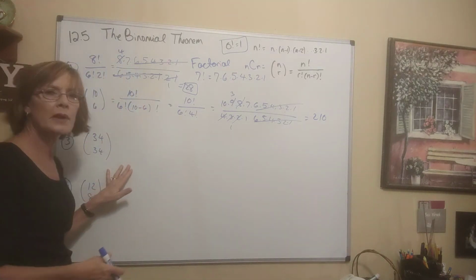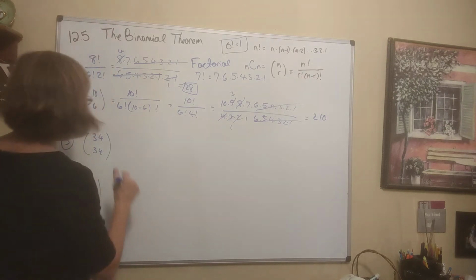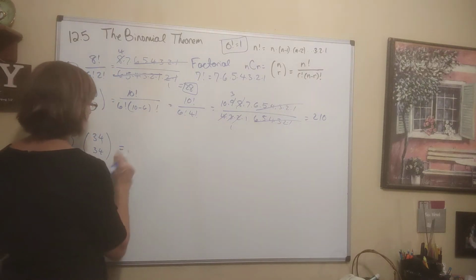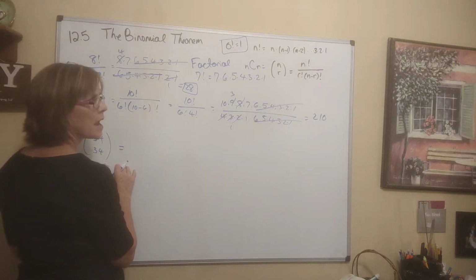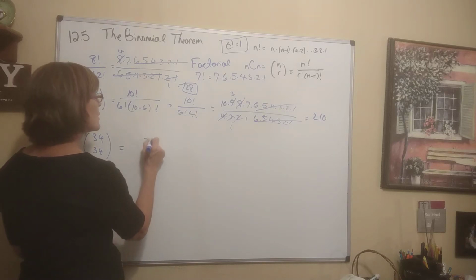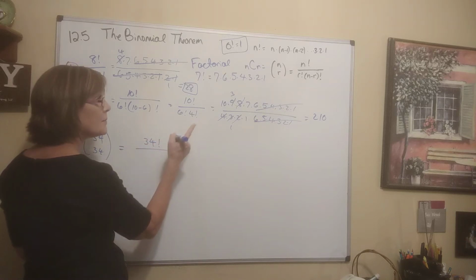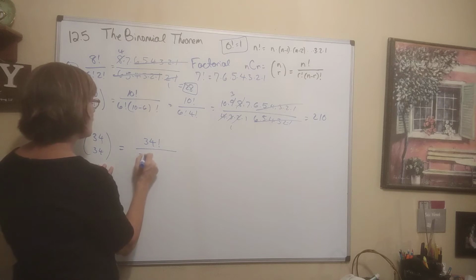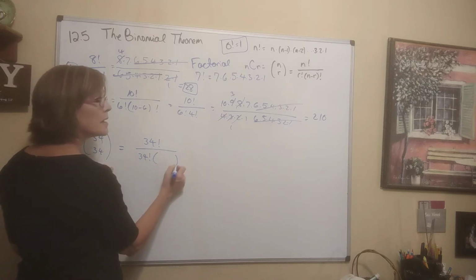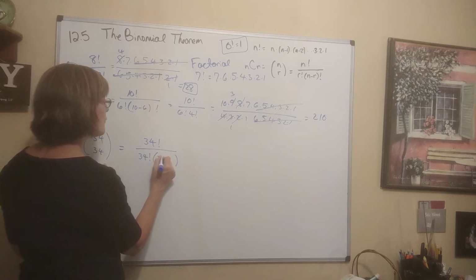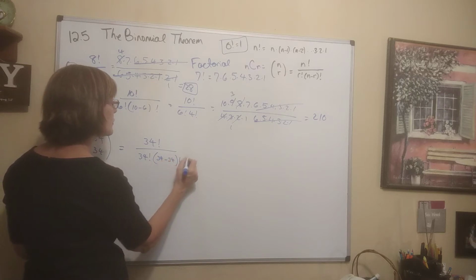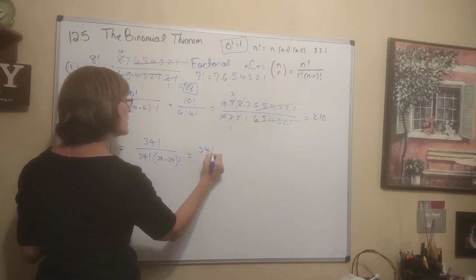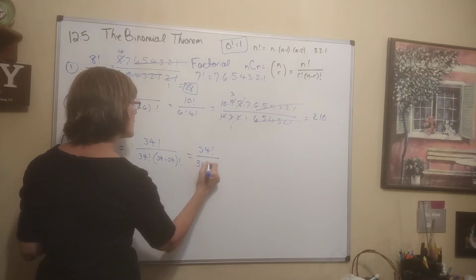This one I'm definitely doing by hand because it's kind of cool. 34 choose 34. What's going to happen here? N is 34 factorial, divided by R, 34 factorial, times N minus R, 34 minus 34 factorial. What happens here? 34 over 34.